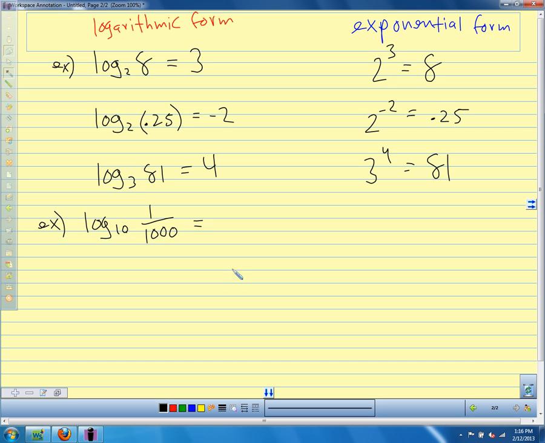So let's go the other way. Let's think without the fraction. What power on 10 gives me 1,000? 10 to the second power is 100. The denominator is 1,000, right? 10 to the third is 1,000. So what's going to give me 1 over 1,000? 10 to the negative 3. So the log base 10 of 1 over 1,000 is negative 3 because 10 to the negative 3 equals 1 over 1,000.